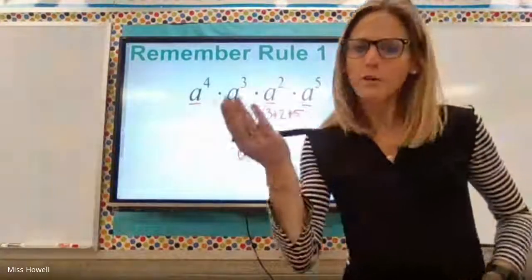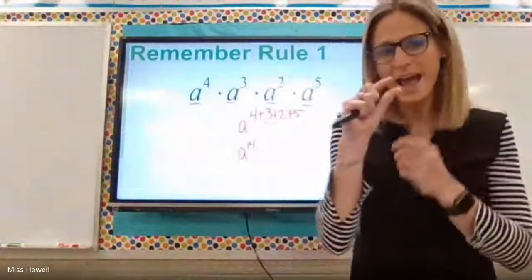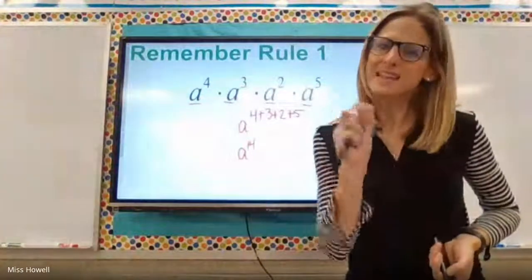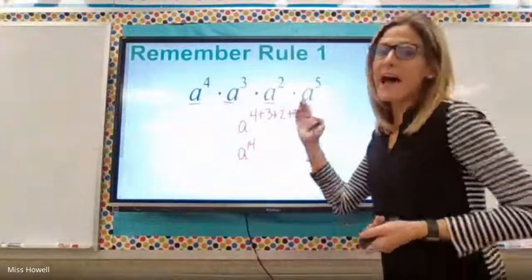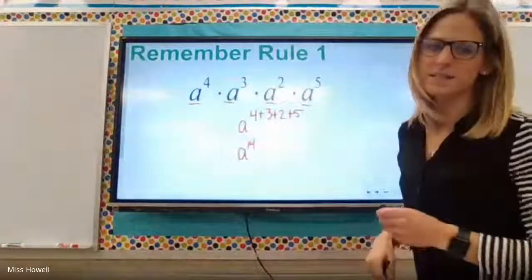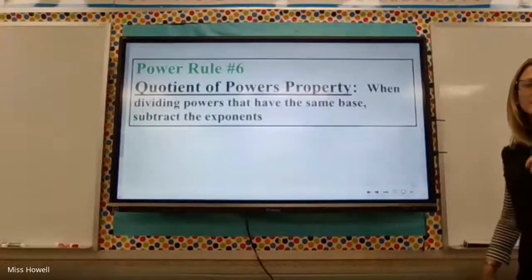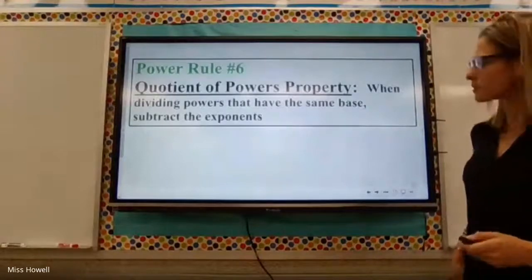So the rule is, when I multiply the same bases, I add the little number. So our rule for today is, what if I'm dividing with the same base? Instead of adding, I subtract to get the final result. All right, so the quotient of powers property: when dividing powers that have the same base, we subtract the exponents to get the simplified version.